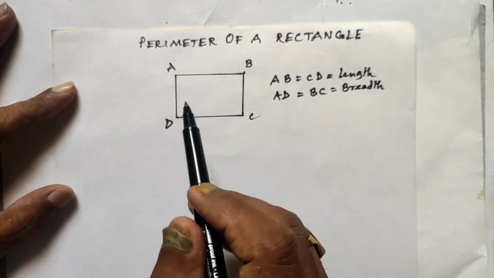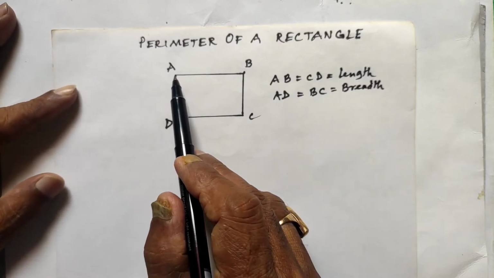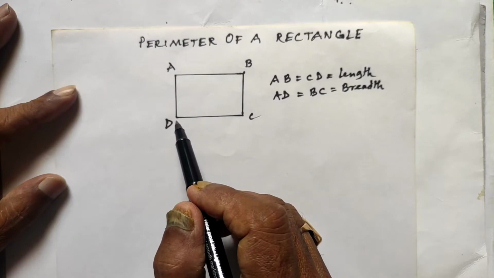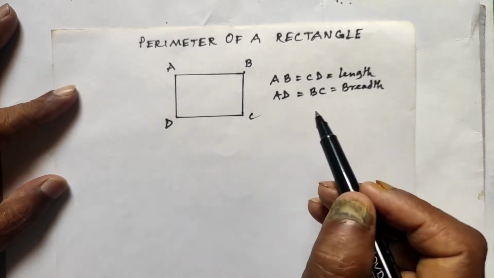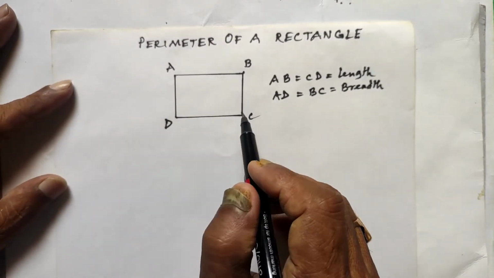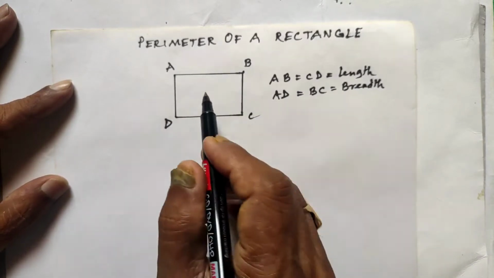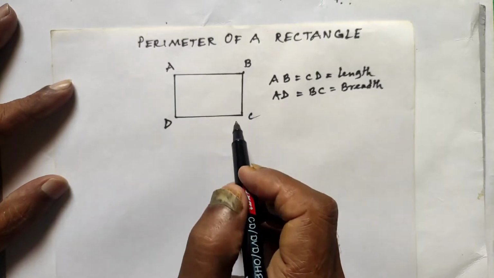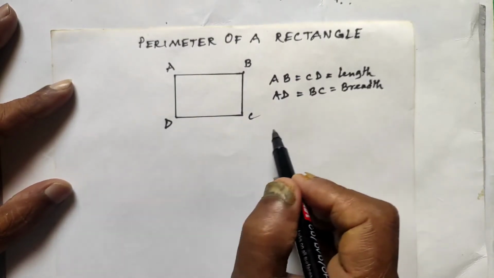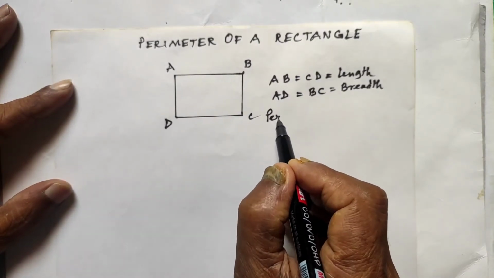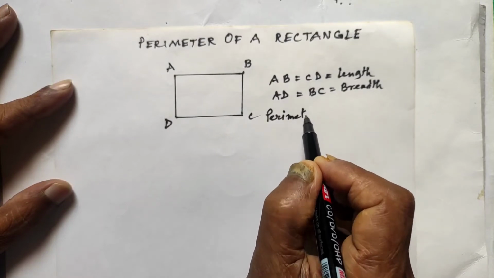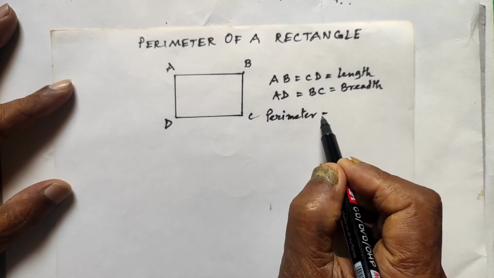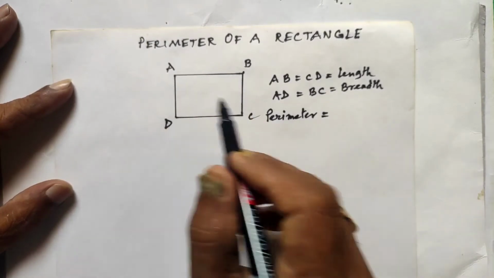So over here when we start the journey from A to B, B to C, C to D, again D to A, then we are actually going through the boundary of this rectangle. So when we travel through the boundary line, that is called perimeter. Remember that perimeter is nothing but the boundary lines.